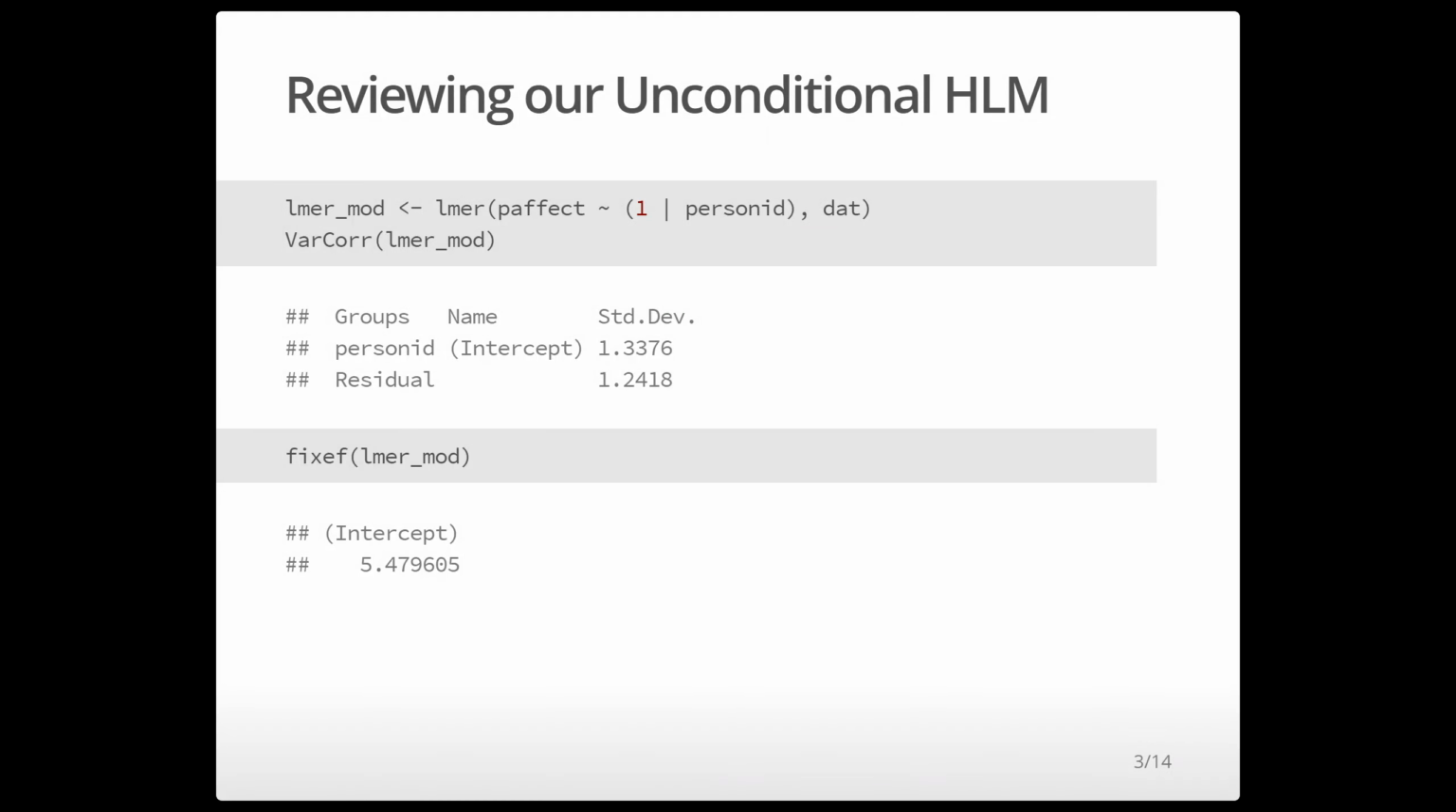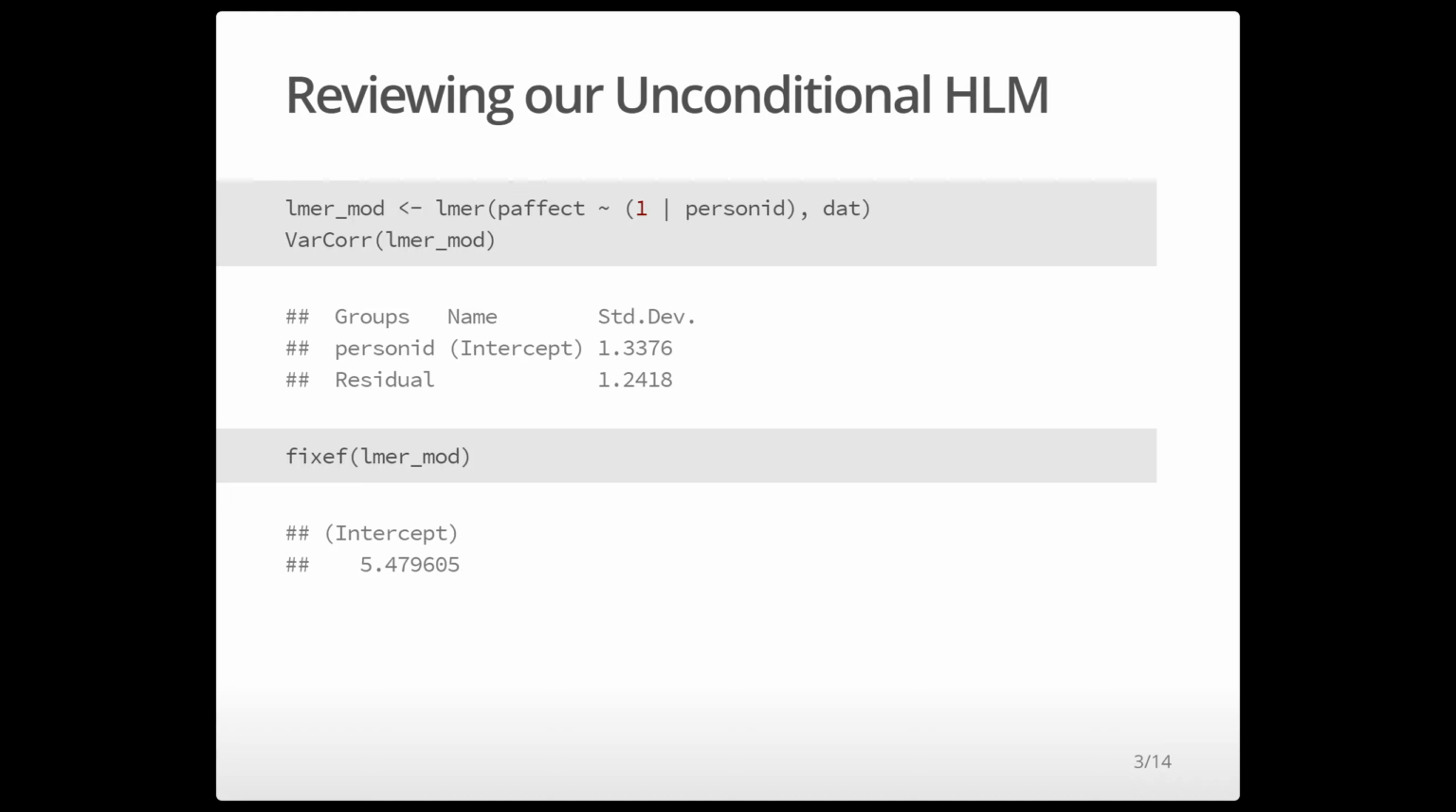So the first thing is that we're going to review the unconditional HLM that we set up in our last video, and this is from the pain data, where we're modeling positive affect based on the cluster means of different people in a daily diary study. And we're going to imagine that the parameters that we estimated from this model are going to be our population parameters. This is just for the purpose of the simulation. It's just a starting point we can use, but it's somewhat arbitrary.